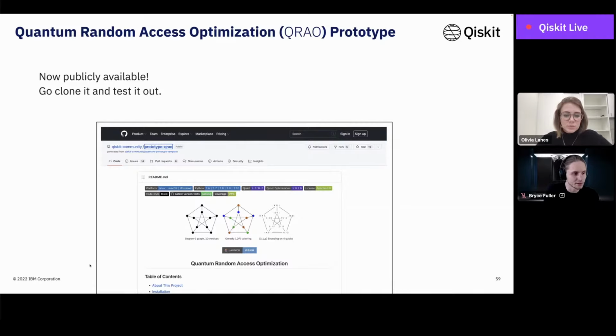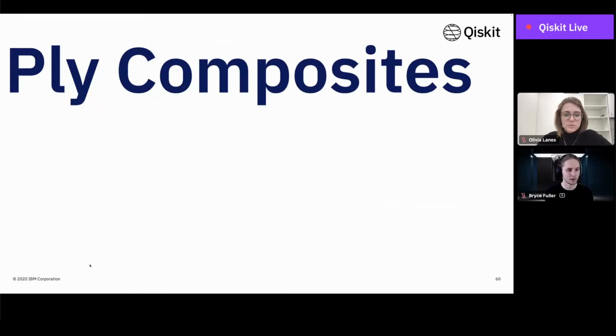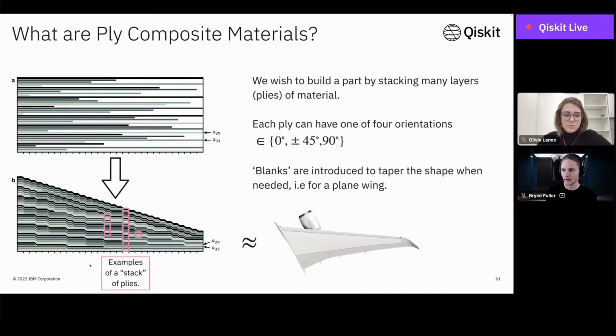The next part of the talk is much shorter, but I wanted to give you an idea of the application that we applied this to, right? So we worked with Boeing to look at how this technique could be used for optimization problems in aerospace design. Specifically, there's this problem called ply composites, right?